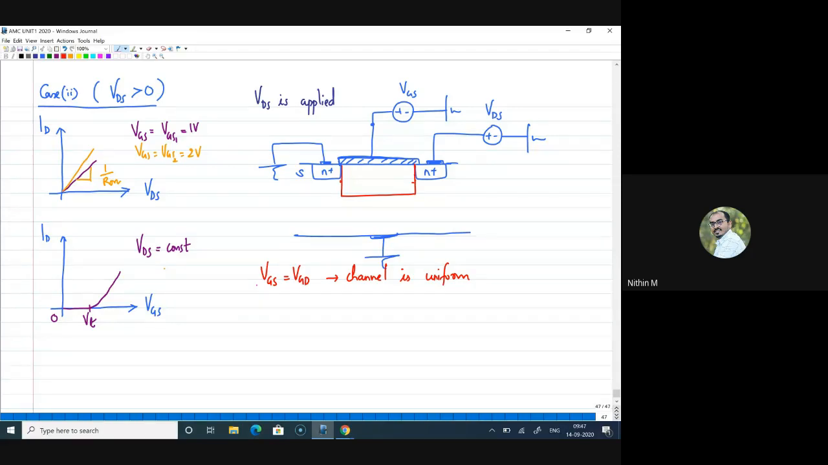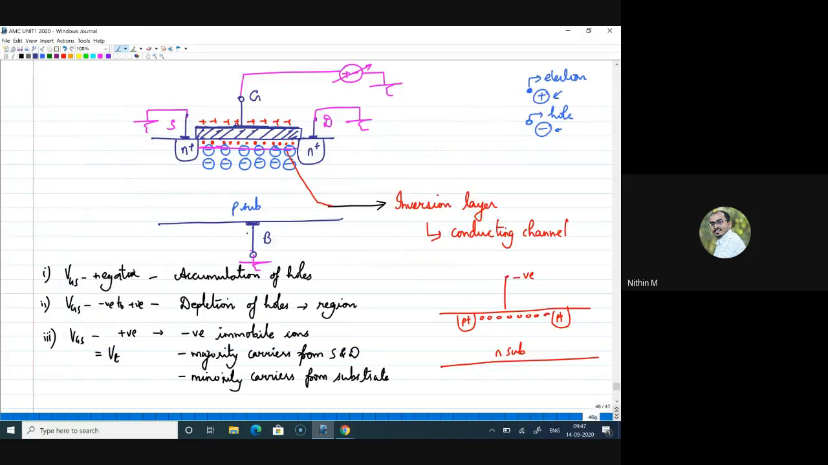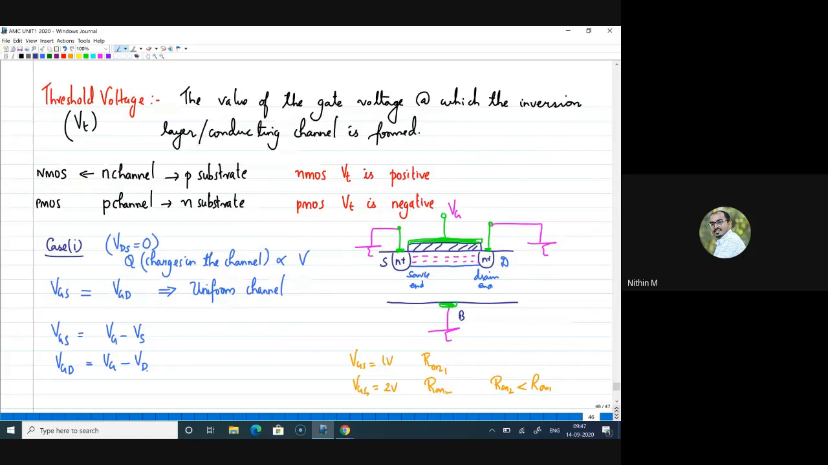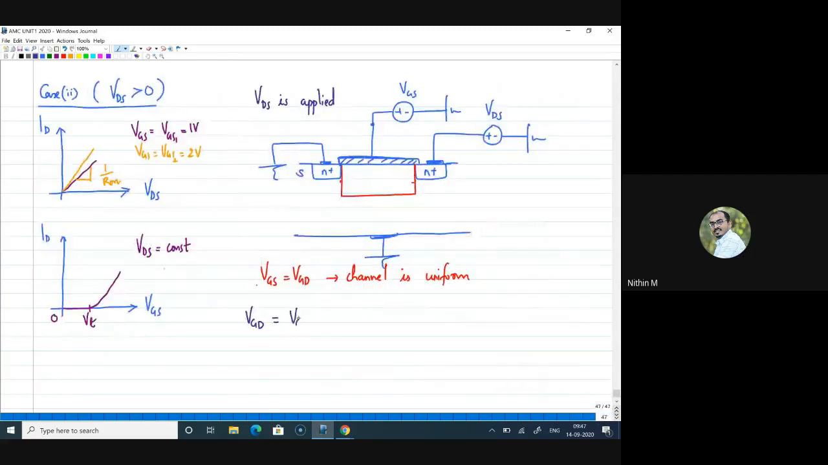Now, if your VGS is equal to VGD, the channel is uniform. That is well and good. We understood that. Now, what is happening here? I'm applying a VDS. If a VDS is there, what is the condition of this VGD? VGD is VG minus VD, which can be written in terms of VGS and VDS. These are the two voltages applied, VGS and VDS. Now what is happening? I'm increasing this VDS.